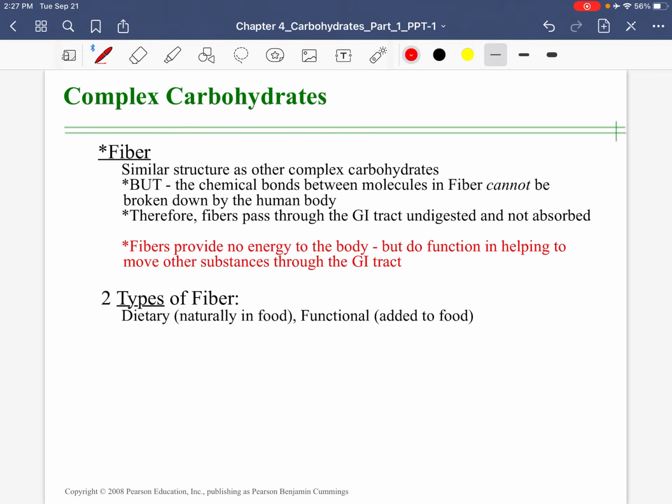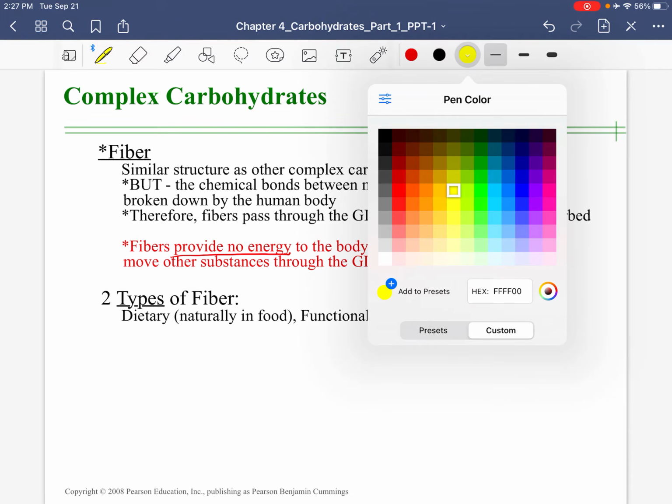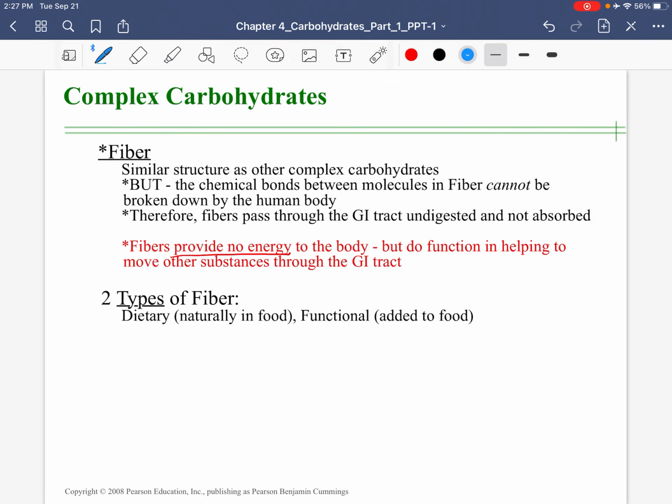Fiber is really unique. Some fiber can be absorbed in our GI tract, but a lot of our fiber doesn't provide energy like other sugars. It doesn't provide energy like other polysaccharides. Instead, one of the main functions of fiber is that it helps to move things through your GI tract.